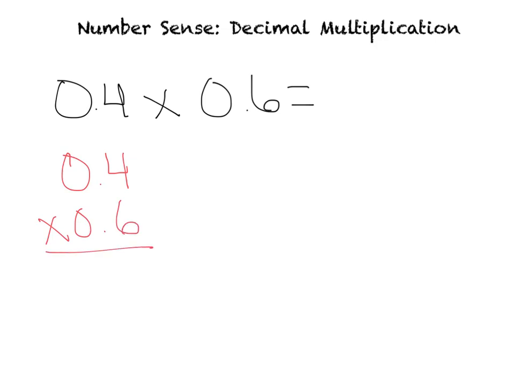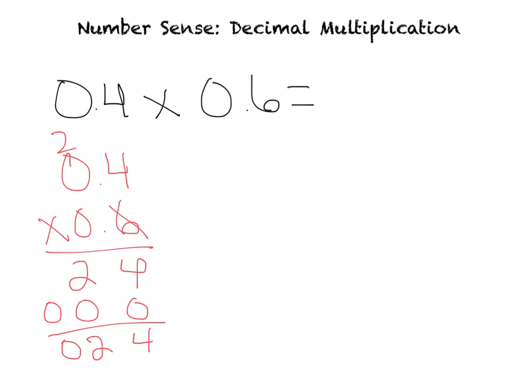6 times 4 is 24. Put my 4, carry my 2. 6 times 0 is 0, but don't forget my 2. So it'll be 24. That number's done. I add a 0. 0 times 4 is 0. 0 times 0 is 0. And now I go ahead and I just add. 4 plus 0 is 4. 2 plus 0 is 2. And my 0. So my answer so far is 0, 2, 4.